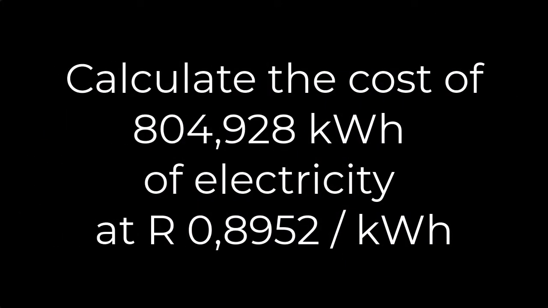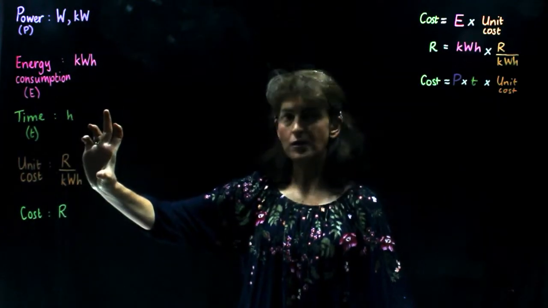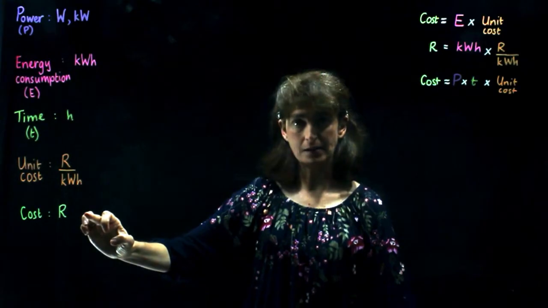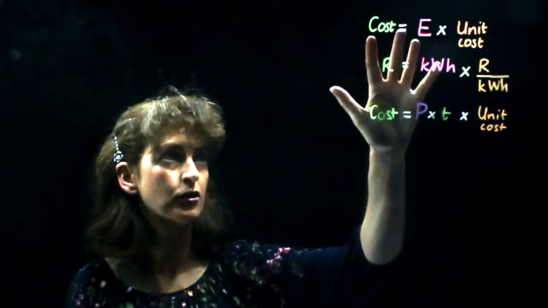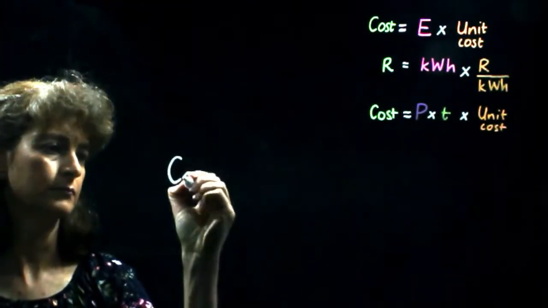Second question. Calculate the cost of 804,928 kilowatt hours of electricity. So we can see that is energy consumption at 0,8952 Rand per kilowatt hour price. So that's the unit cost. So we have the energy consumption and the unit cost. And so we are asked to calculate the cost. And clearly we can just simply use this form of the equation. Cost equals energy consumption times unit cost. Very easy.